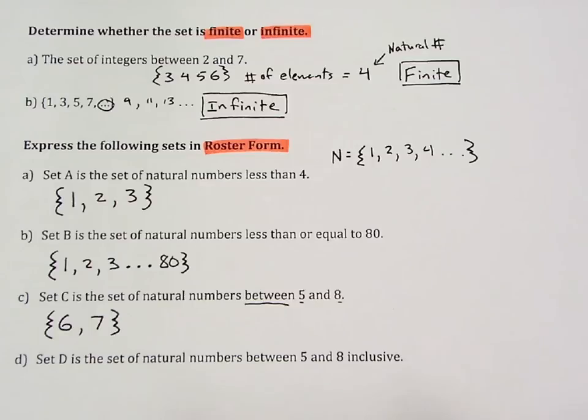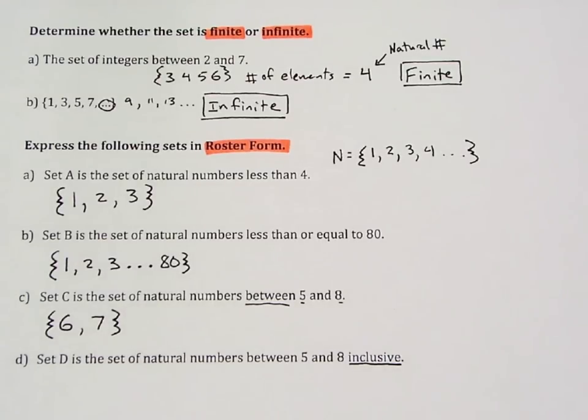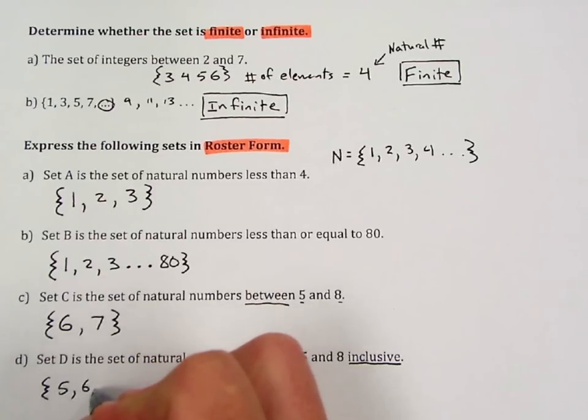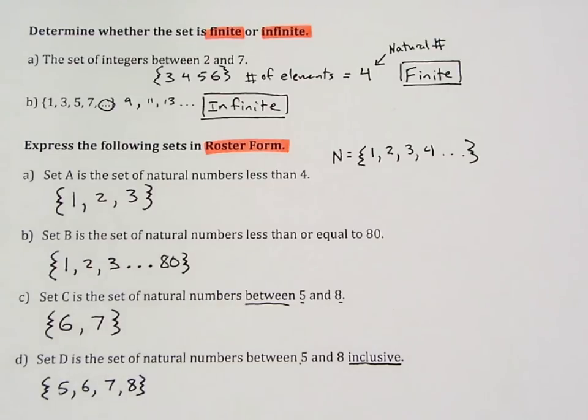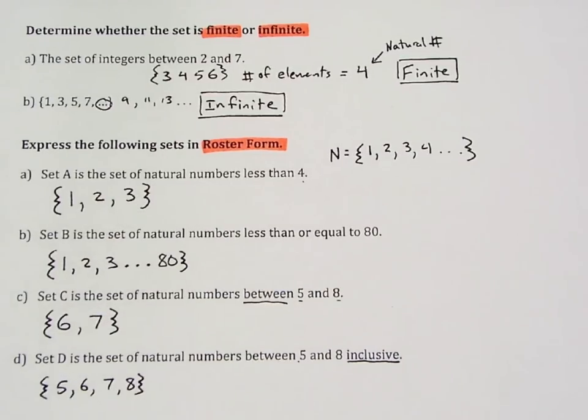In letter D here, set D is the set of natural numbers between 5 and 8 inclusive. So that word inclusive means that we're going to actually include the 5 and 8 in our set. So we would get 5, 6, 7, and 8. Okay, so that's how we take a description and write it in roster form.